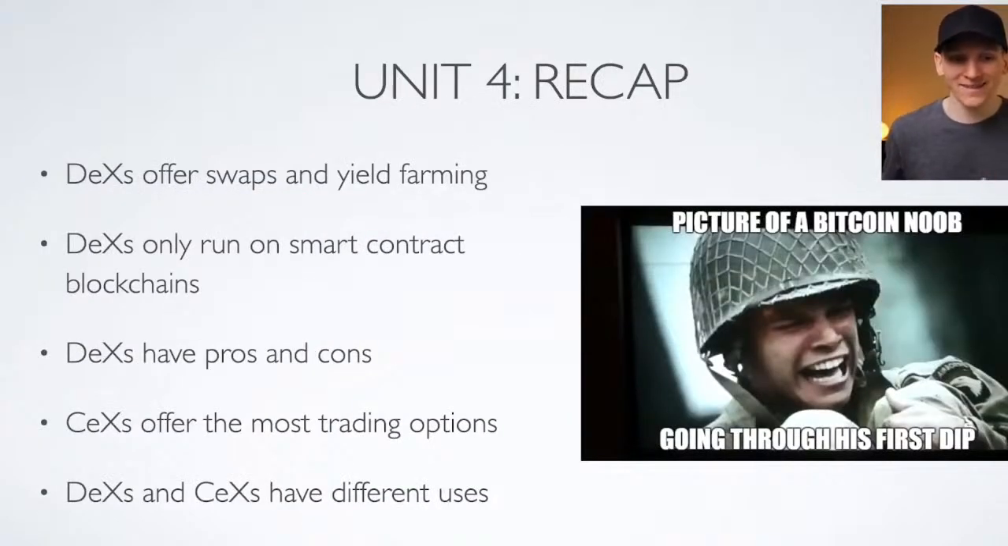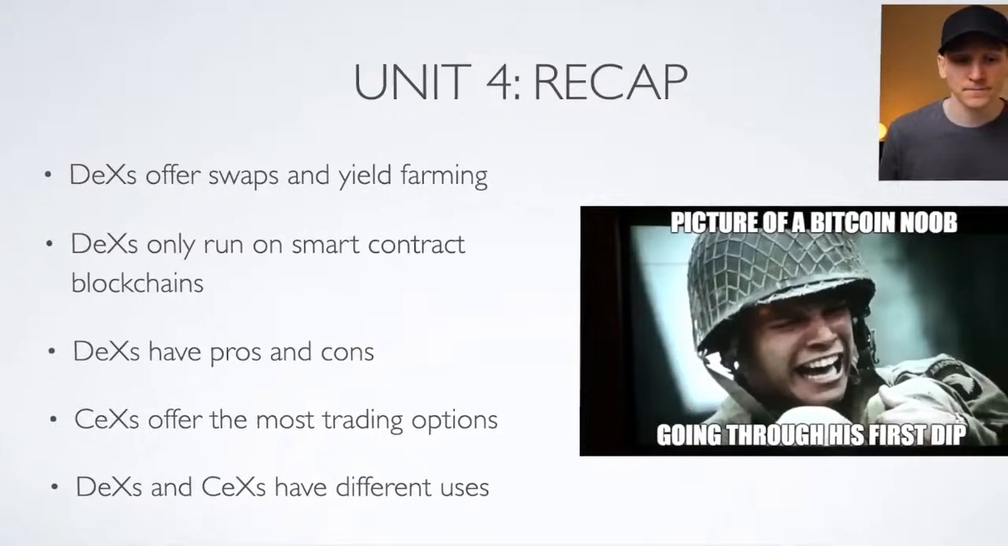What's the recap? DEXs offer swaps and yield farming. That's a positive. They only run on smart contract blockchains. They have pros and cons in terms of they're slow and they're also not great for day trading. And they also have security concerns if you go for the less well-known DEXs. We're going to have to use a centralized exchange to day trade and swing trade our cryptocurrencies.